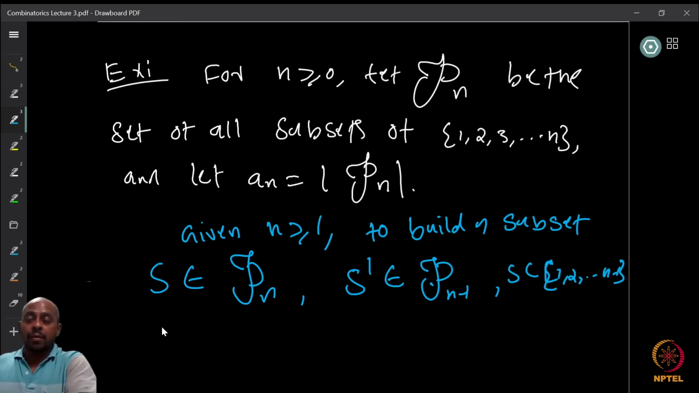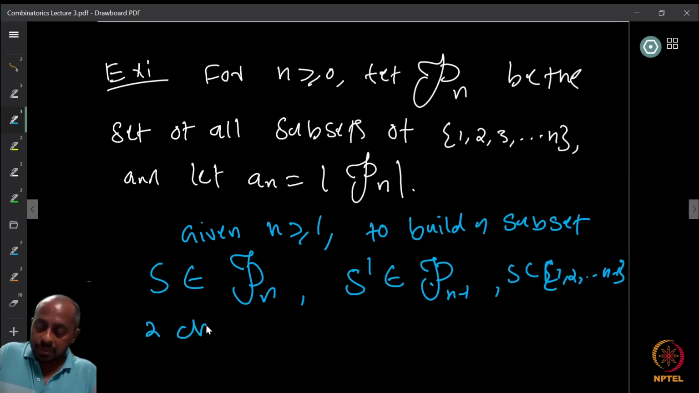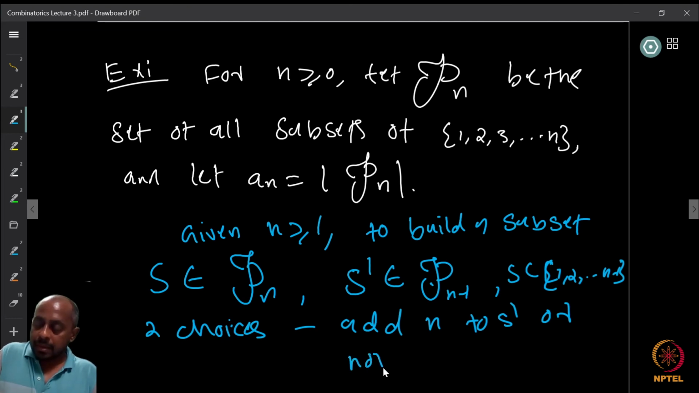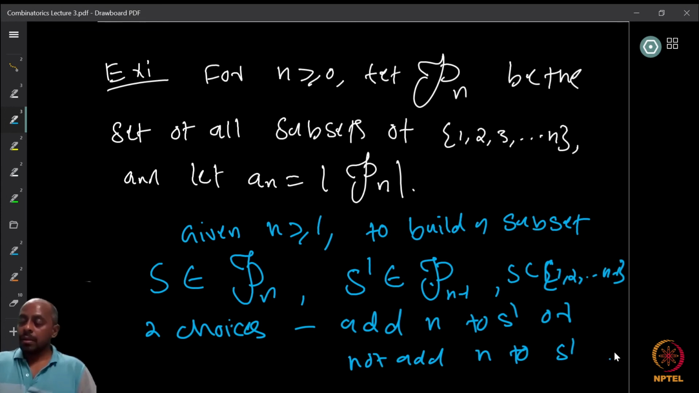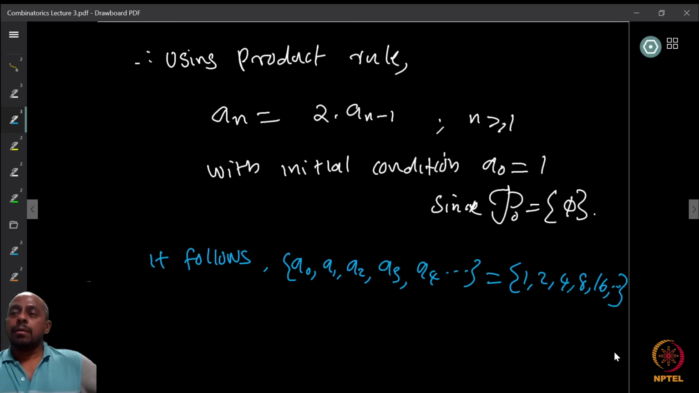Now this way I can create all possible subsets of Pn, because I take all the subsets of 1 to n minus 1 and then I add n or I don't add n. So I will get all possible subsets this way. So there are two choices: either add n to S dash or not add n to S dash.